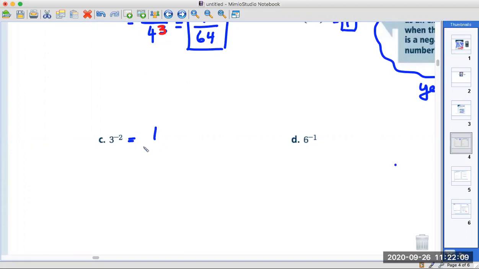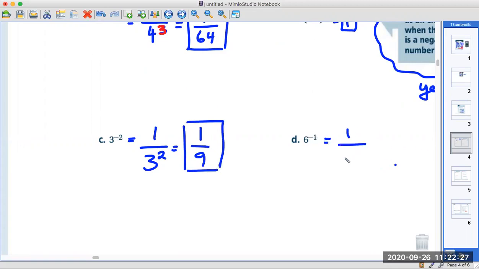3 to the power of -2, we don't want negative exponents. We make it positive by putting it in the bottom of a fraction. Now the -2 exponent is positive, and 3 squared is 9. 6 to the power of -1, we don't want a negative exponent. It becomes positive, which is the same as 1/6.